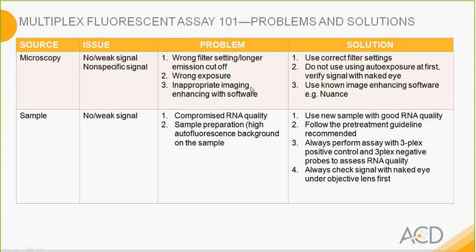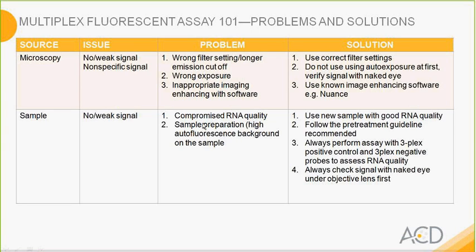If possible, use the image enhancing software to address the autofluorescence that you observe. We typically use new ones for this purpose. If your signal is weak or you see no signal at all, it may be that your sample has compromised RNA quality. You may need to get new samples and perform a quality control check for your RNA quality.